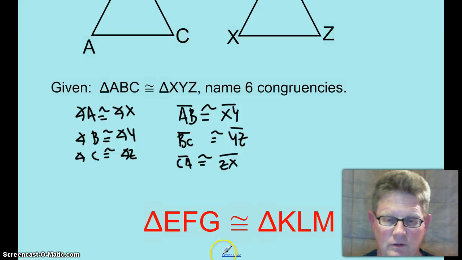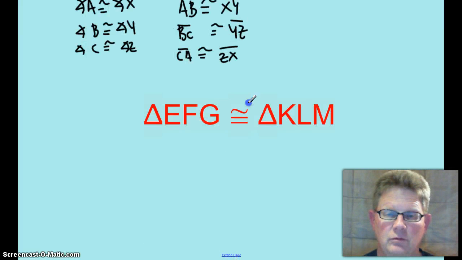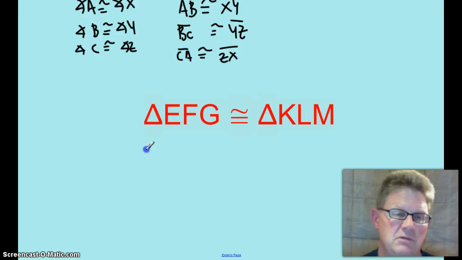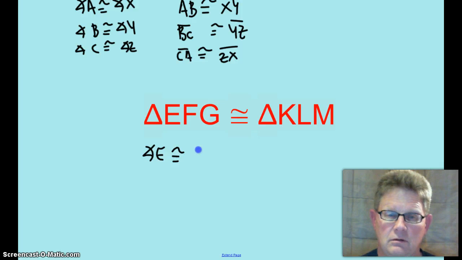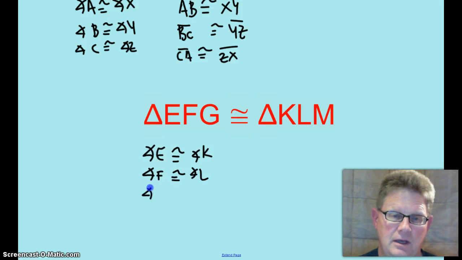What about if you're not given a picture? Okay, you're given that triangle EFG is congruent to triangle KLM. You don't even need to look at a picture to give me the 6 congruencies. First one is angle E is congruent to angle K. Angle F is congruent to angle L. And angle G is congruent to angle M.